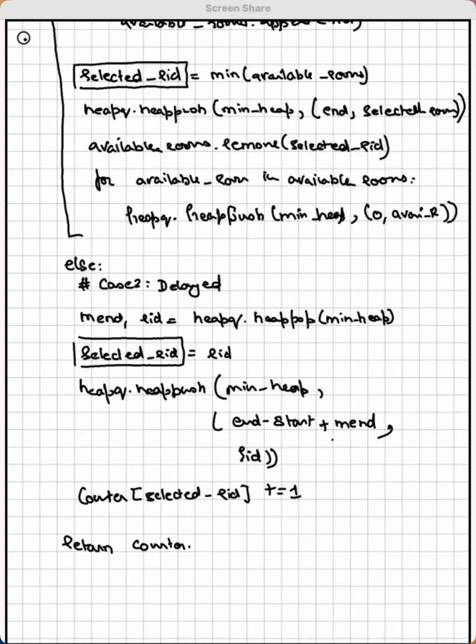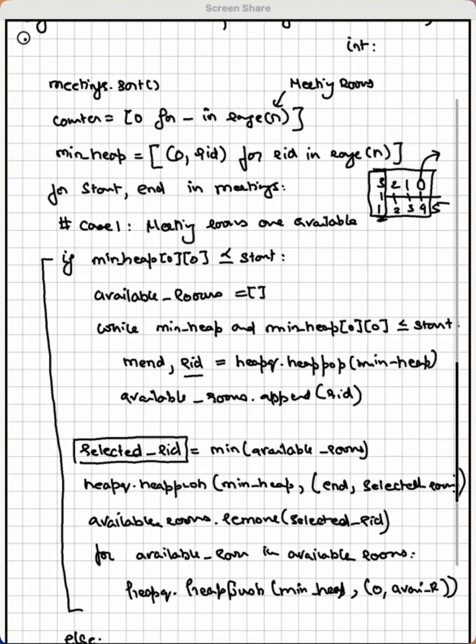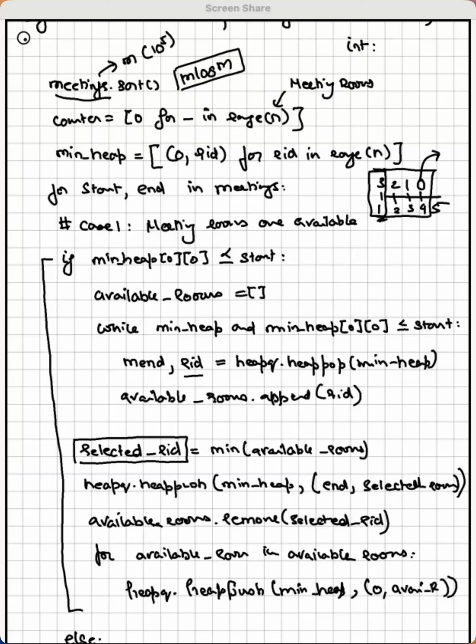Finally, I can return the room ID. So counter of index of the maximum value. So max of counter. Okay. So this is about it. Now, if you look at the time complexity, let's run through the analysis. So this is the meetings, right? This is of size, let's say m, which is of order 10 power 5. So we are sorting it. So we get m log m here.